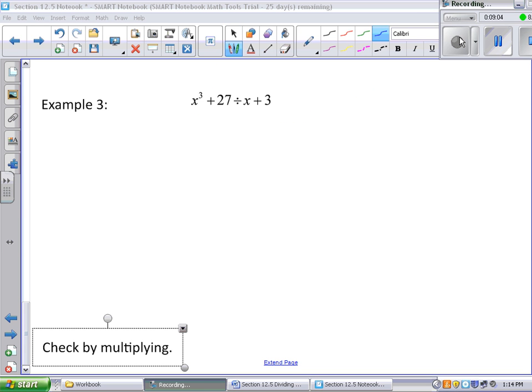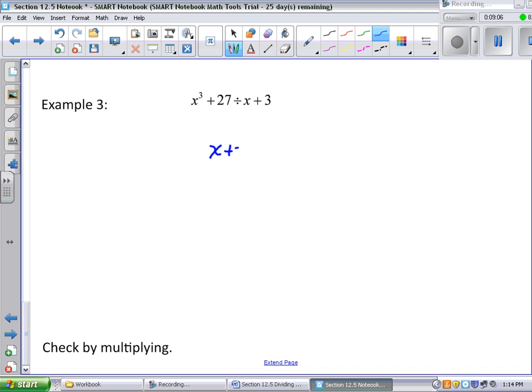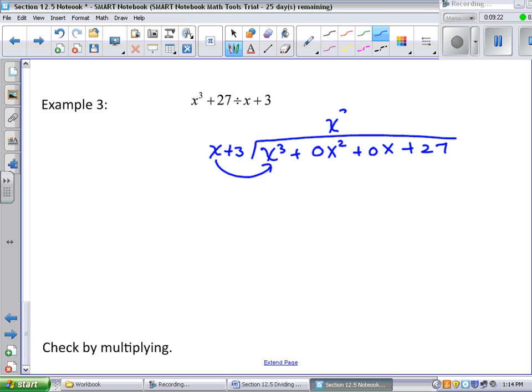All right, this time I'm going to divide x plus 3 into x cubed plus 27. Let's see, there is no x squared, so I'm going to put 0x squared. There is no x, so I'm going to put 0x plus 27. And I'll start off x times what gives me x cubed. That would be x squared. X times x squared gives me x cubed.